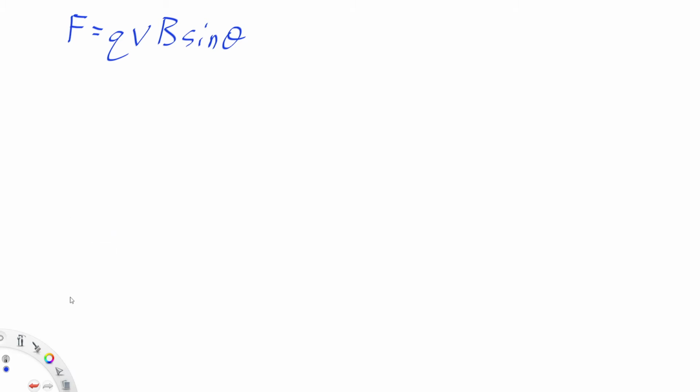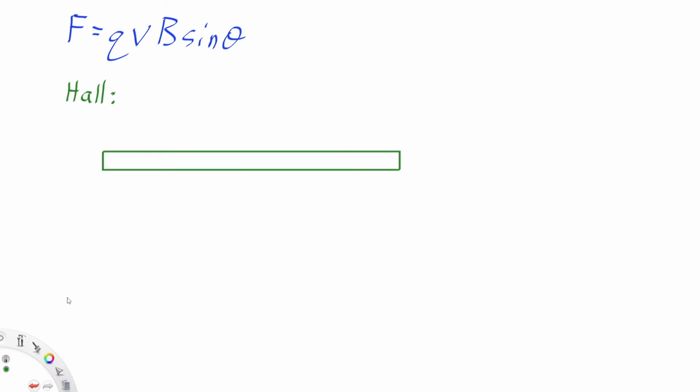The first thing I want to talk about is the Hall effect. There's a nice diagram in the book, but I'm going to reproduce something like it here. So imagine we have a current carrying wire. And in this wire, we have electrons that are moving to the right.